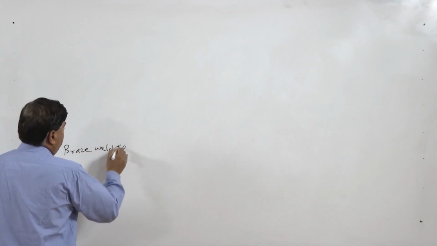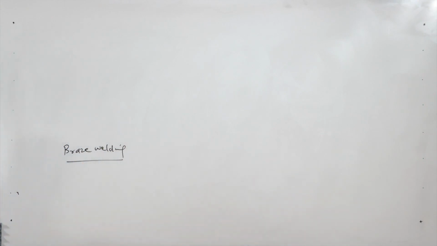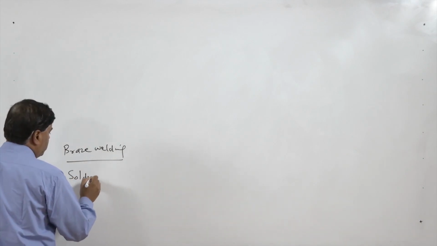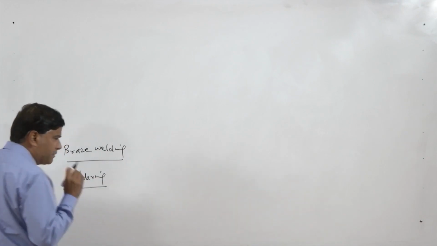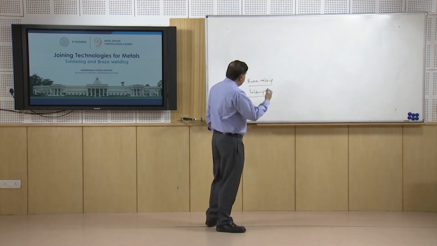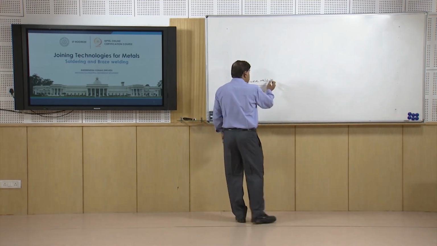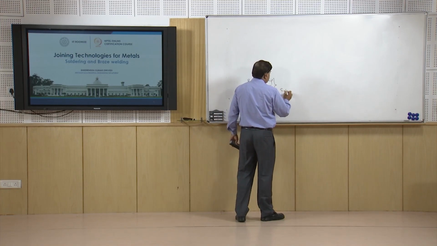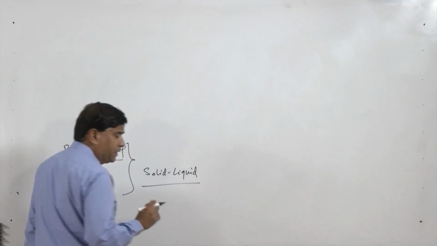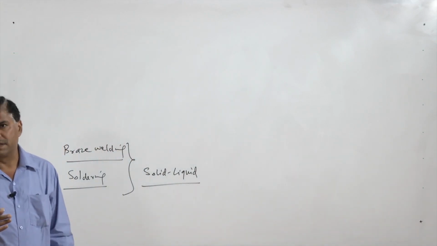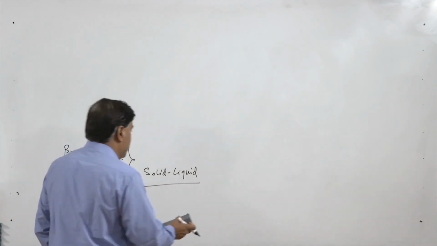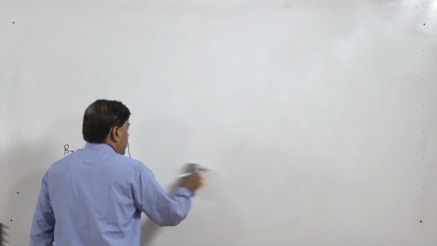Apart from braze welding, I will also be talking a little bit about soldering. The basic principle of soldering I talked about yesterday, but some points were left, so I will take those up first before coming to braze welding. However, both these processes are solid-liquid processes in which the base metal to be joined remains in the solid state, while the filler metal is brought to the liquid state for development of the joint.